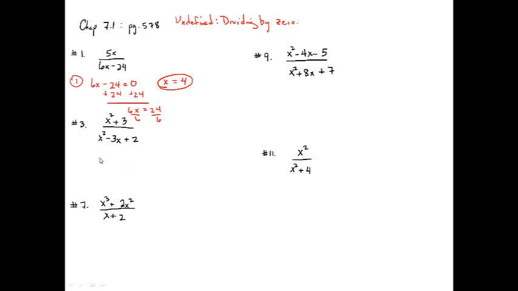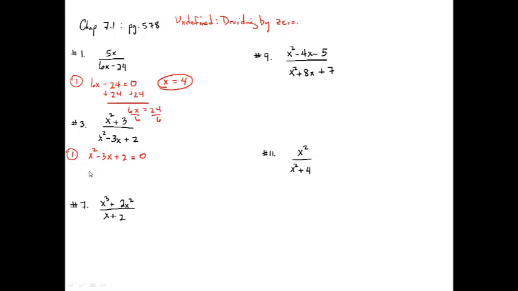Alright, what about number 3? We're going to do the same thing. We want to find all numbers so that the rational expression is undefined. You start off by setting your denominator equal to 0, and then you must solve for x. Now this is a trinomial, so I can't solve for it like I did in number 1. I have to factor it.